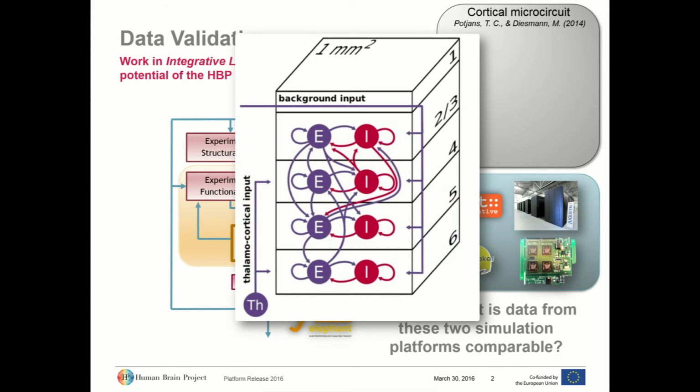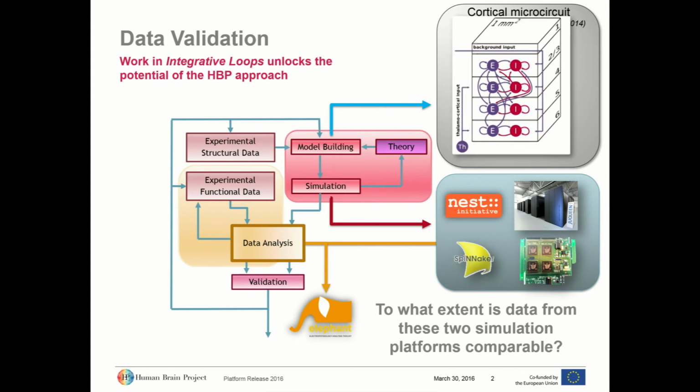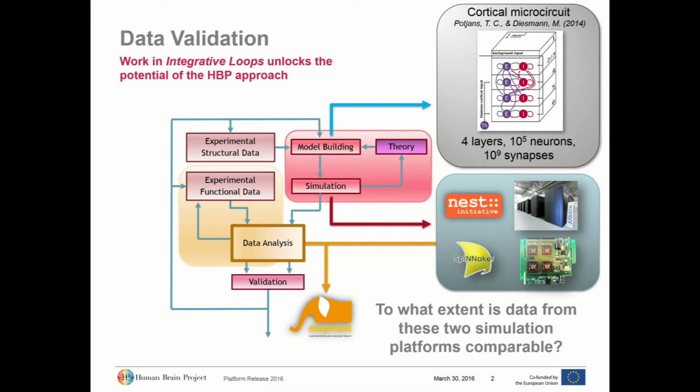To approach this question, one may consider to compare the neuronal activity obtained when simulating a complex model of the layered cortical microcircuit composed of about 100,000 neurons and 1 billion synapses, a model which is by far too computationally demanding to run on a single PC.